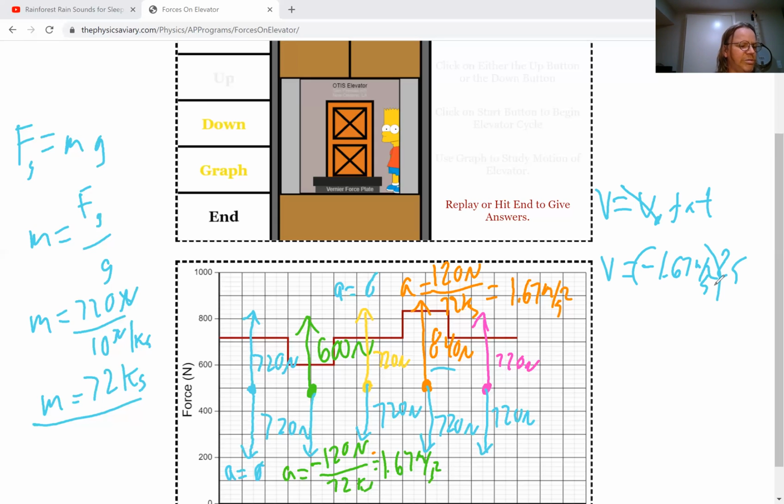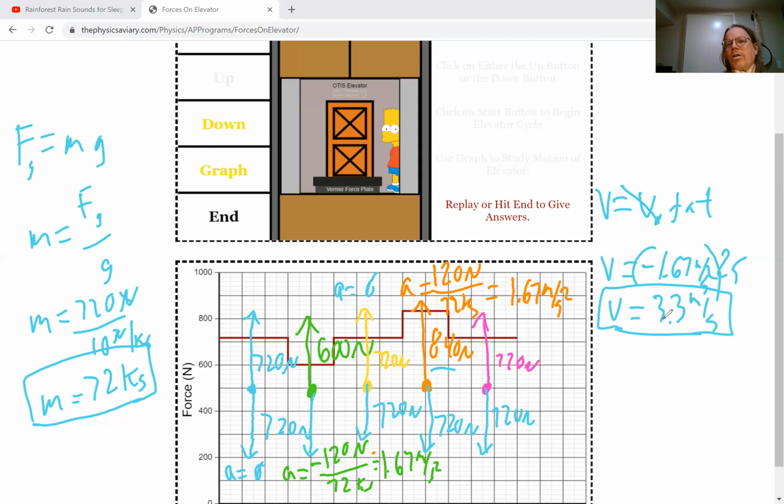1.67 times 2, of course, is going to be 3.33333 meters per second. So the top speed is going to be 3.3 meters per second, which is the second answer. So this is my first answer I'm going to record, which is the mass. This is my second answer that I'm going to record, which is the velocity.